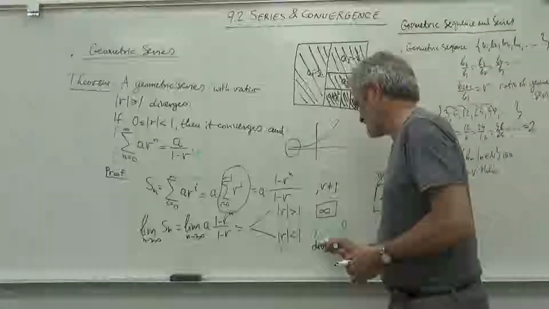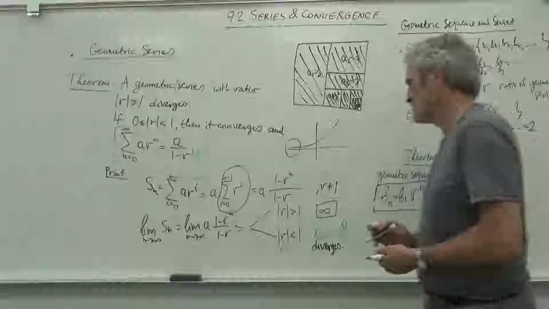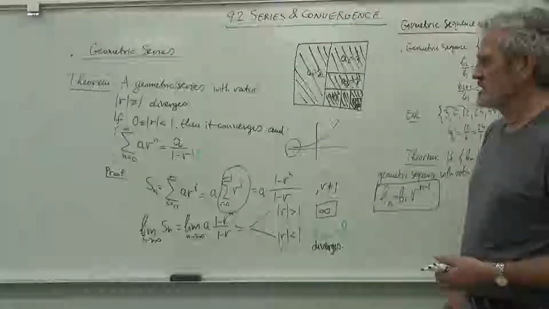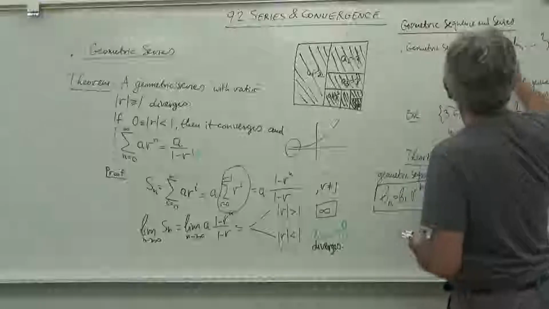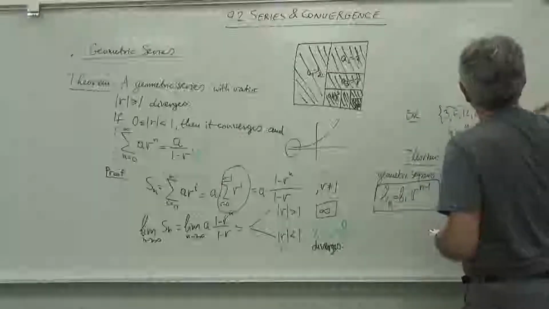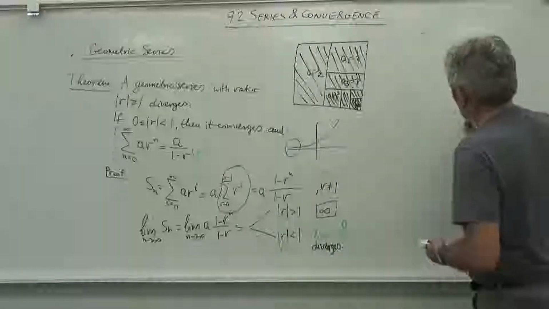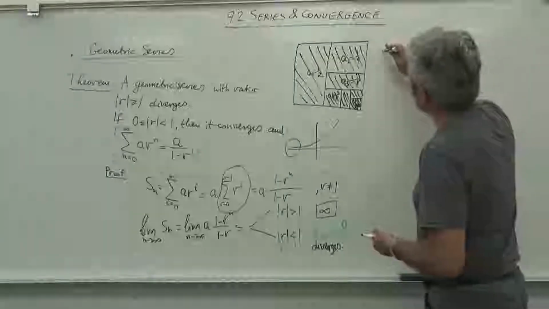That means it does not converge, but it will be different reasoning why it diverges. So let me now erase the board here and see what happened in these cases. I'll do those cases separately. What if r equals 1?